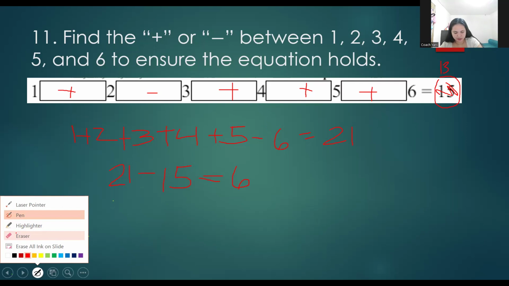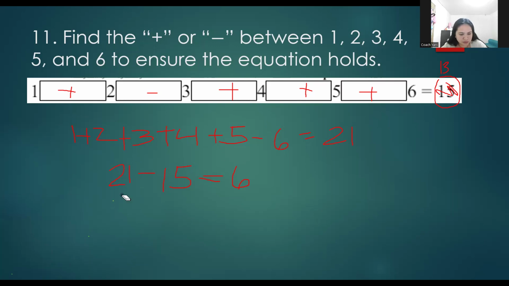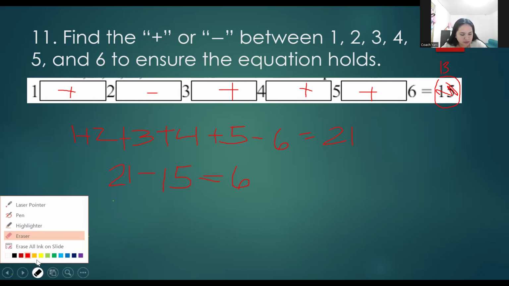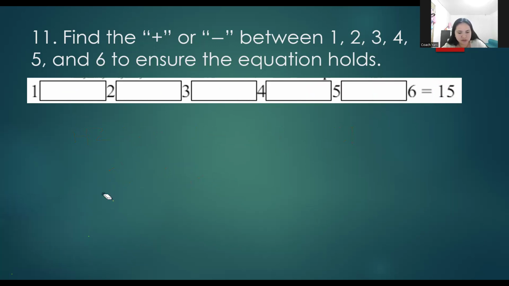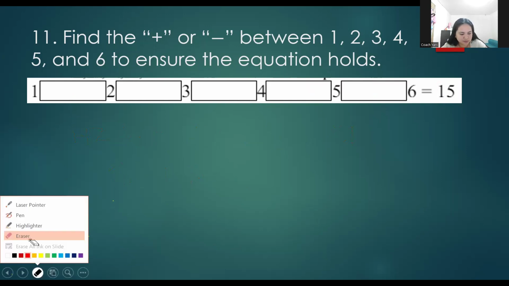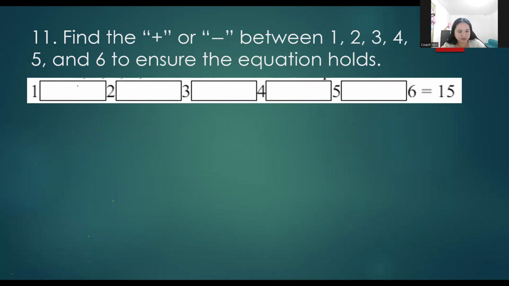Let me just check the answer key here. Oh, yes, that's right. Okay, let's do this again. Alright, so I guess this one is the answer.